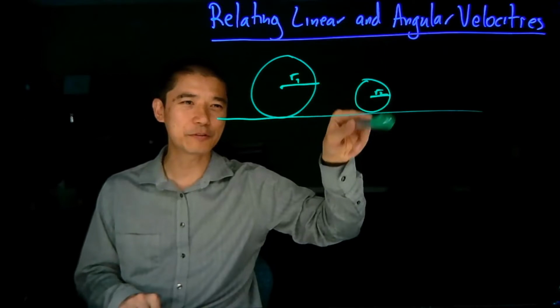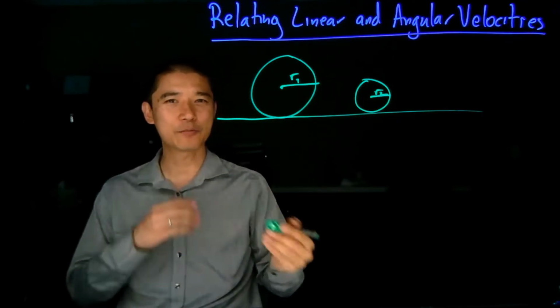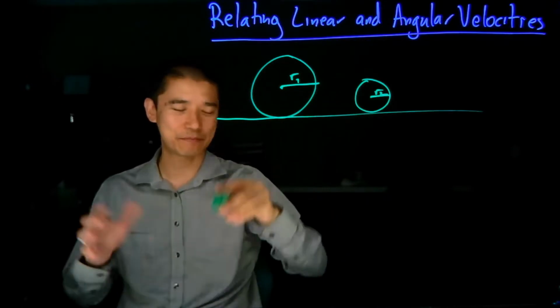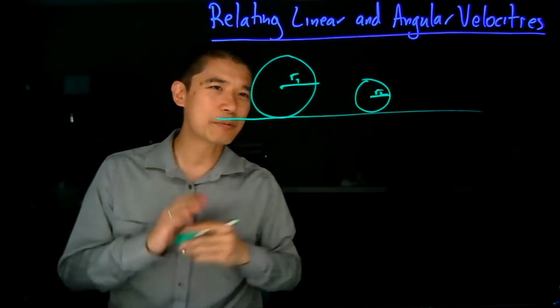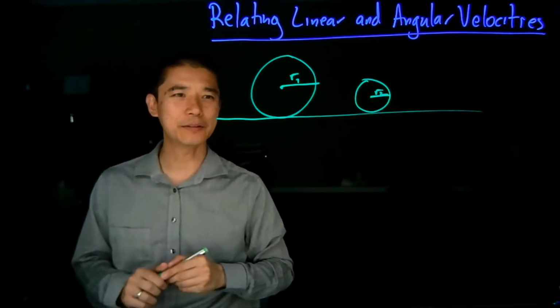The little kids have to move their legs a lot faster to keep up with the adults. And so this is another way of looking at this relationship between the size and the linear and rotational velocities. So here's what we have to do now. We have to figure out how these things are mathematically related.